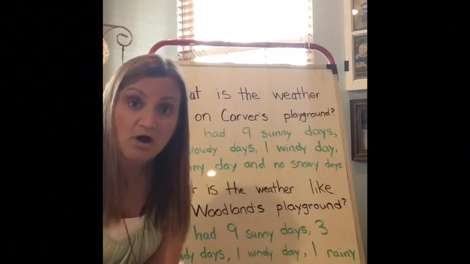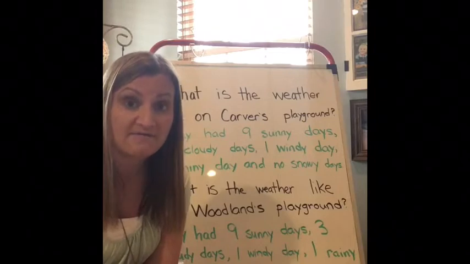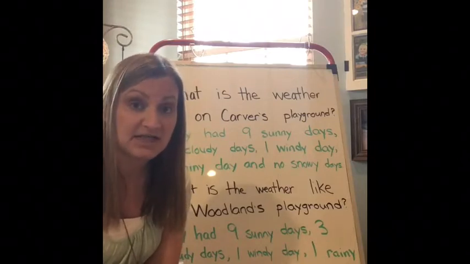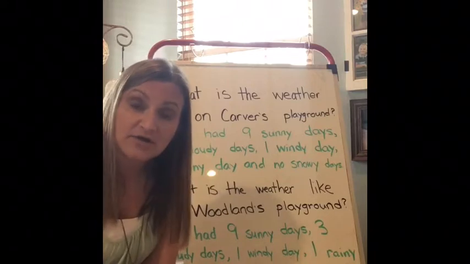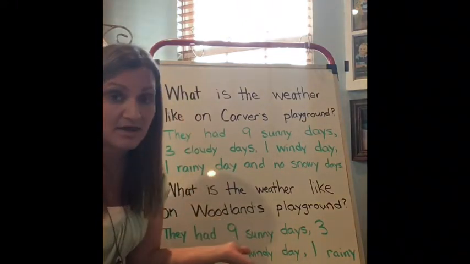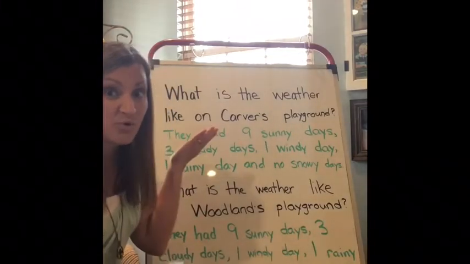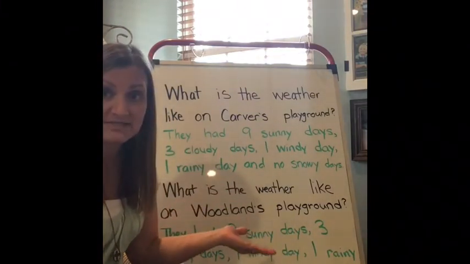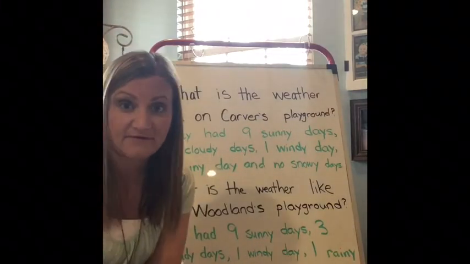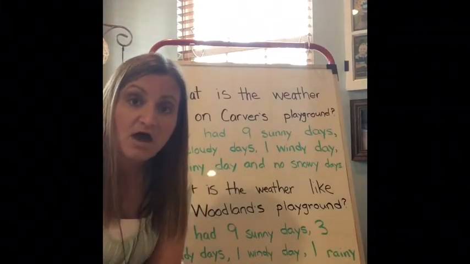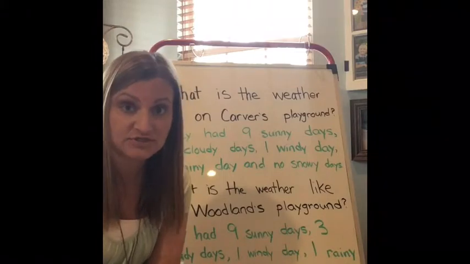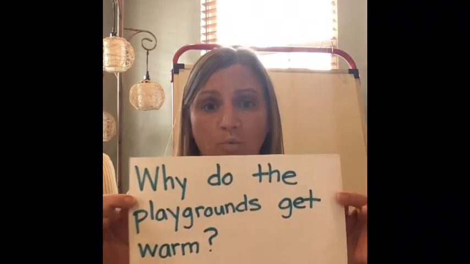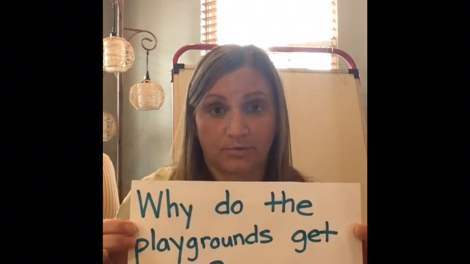So when we think about cause and effect, we know what the effect is, right? That Woodland's playground is getting a lot hotter and we're trying to figure out the cause, and we know the cause can't be what type of weather it is because we know that it was the same in both places. So we can just X that off of our list. So now we need to think of another reason for this temperature difference. Okay, so we know that it's not the types of weather that the playgrounds were having. So now we need to think about, why do the playgrounds get warm? Why do they get warm?